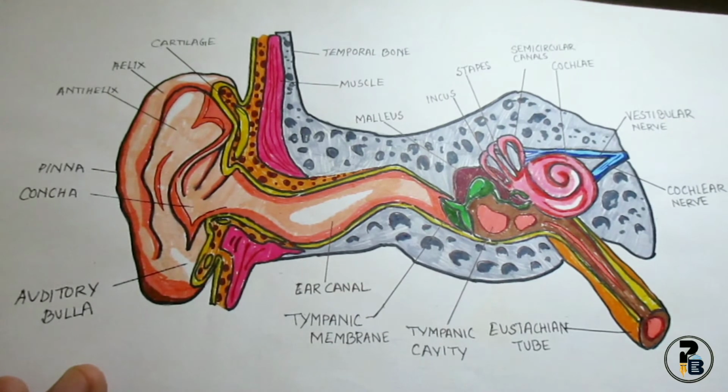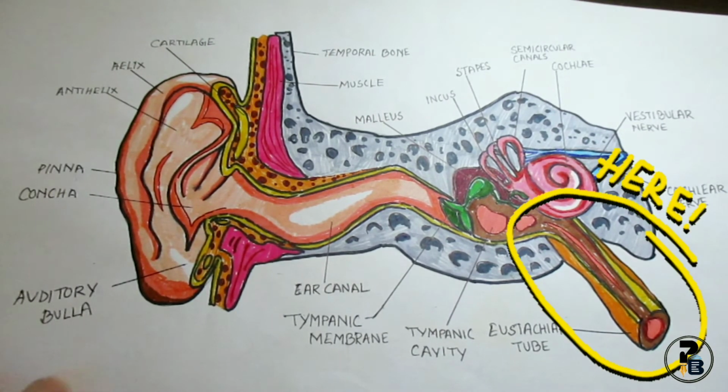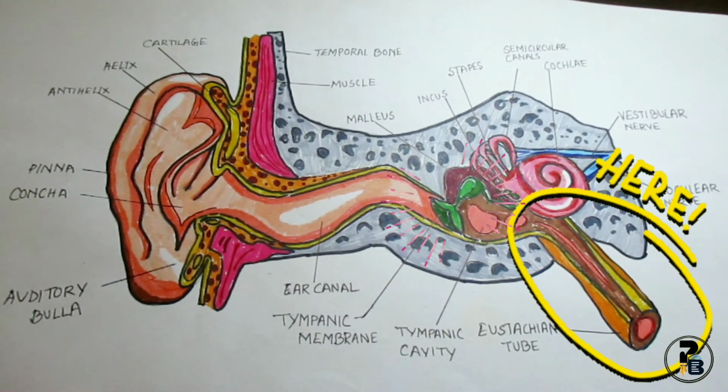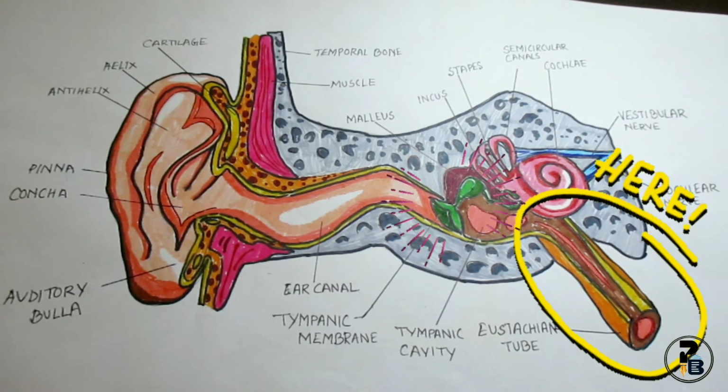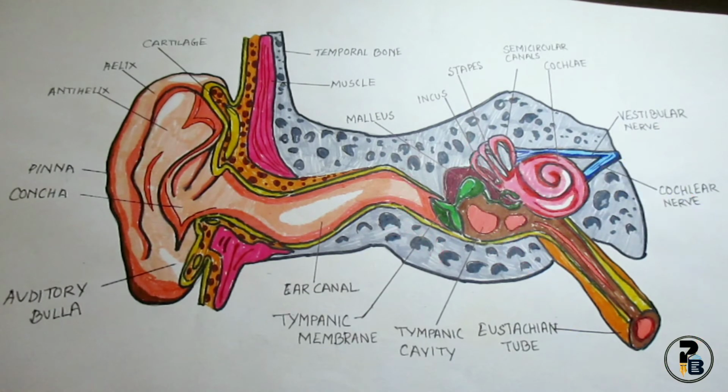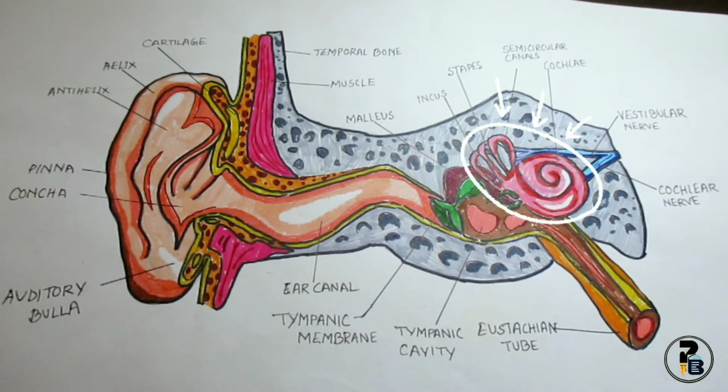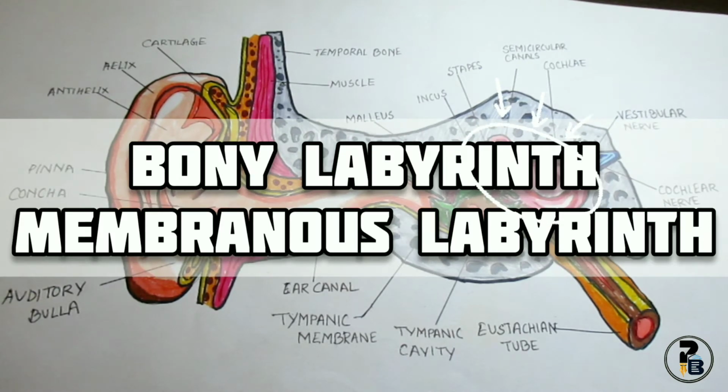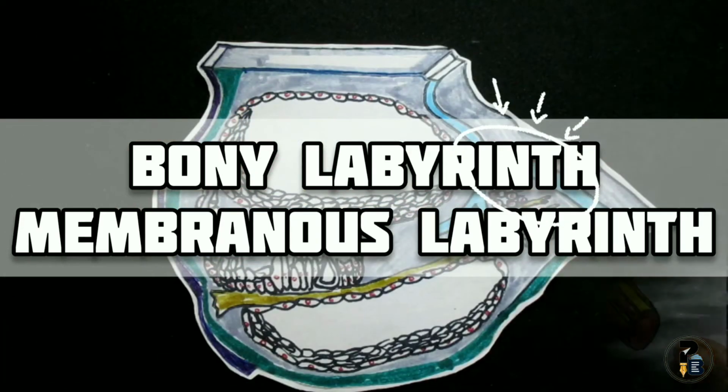The eustachian tube connects the middle ear cavity with the pharynx. The eustachian tube helps in equalizing the pressures on either side of the eardrum. The fluid-filled inner ear called labyrinth consists of two parts, the bony and the membranous labyrinths. The bony labyrinth is a series of channels. Inside these channels lies the membranous labyrinth, which is surrounded by a fluid called perilymph, and the membranous labyrinth is filled with a fluid called endolymph.